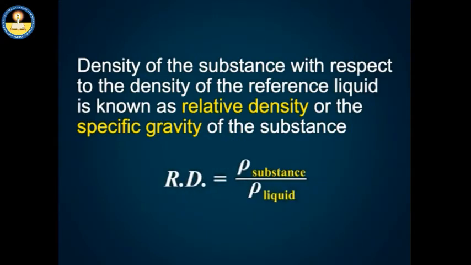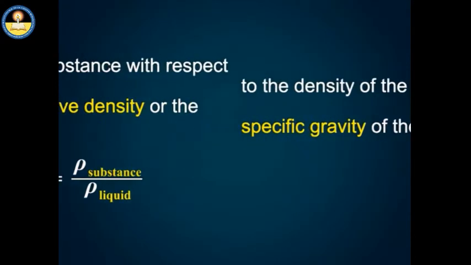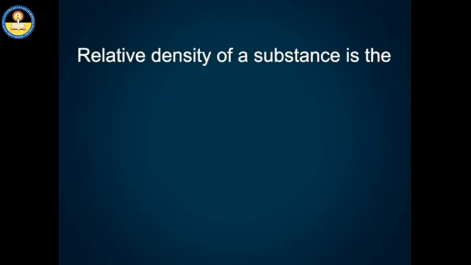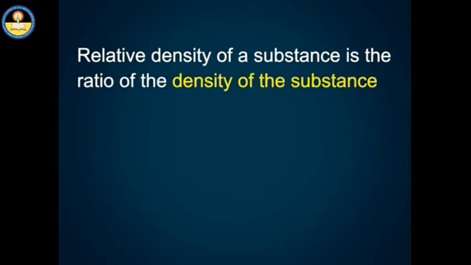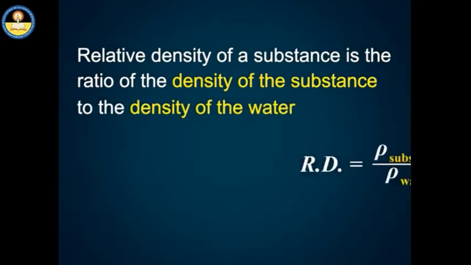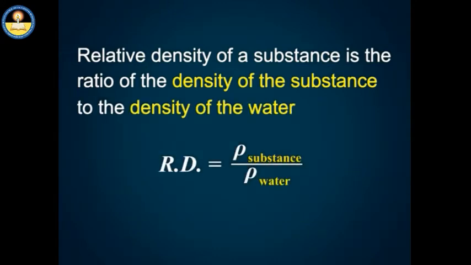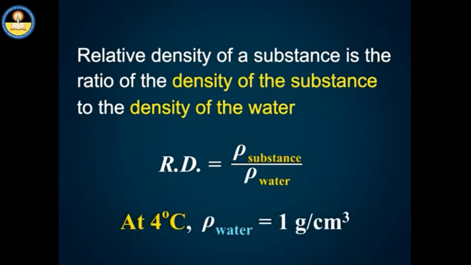Since it is the ratio of two similar quantities, it has no unit. Generally, water is used as the reference liquid. Thereby, relative density of a substance is the ratio of the density of the substance to the density of water. Generally, we use the density of water at 4 degrees Celsius, as it is 1 gram per cubic centimeter.